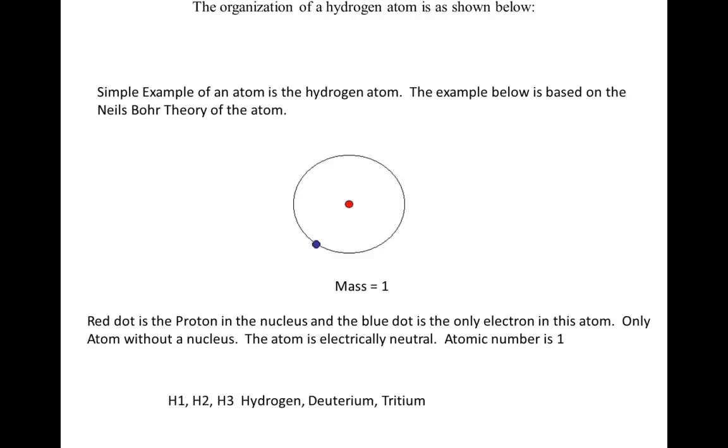The mass of the hydrogen atom is 1. As we said earlier, the protons plus the neutrons equals the mass. Well, if we have 1 proton and 0 neutrons, the mass has to be 1.